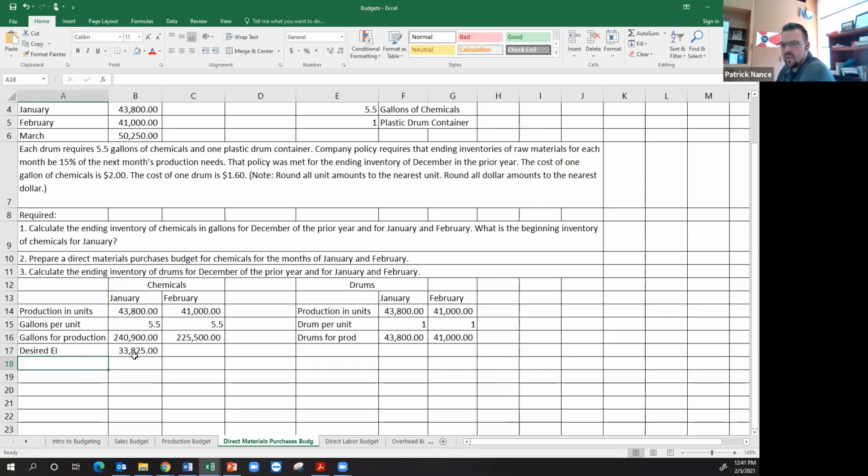We're going to go down to January for now. Same thing over here. Desired ending inventory equals times 0.15. 6150. All right. I need to subtract my beginning inventory.